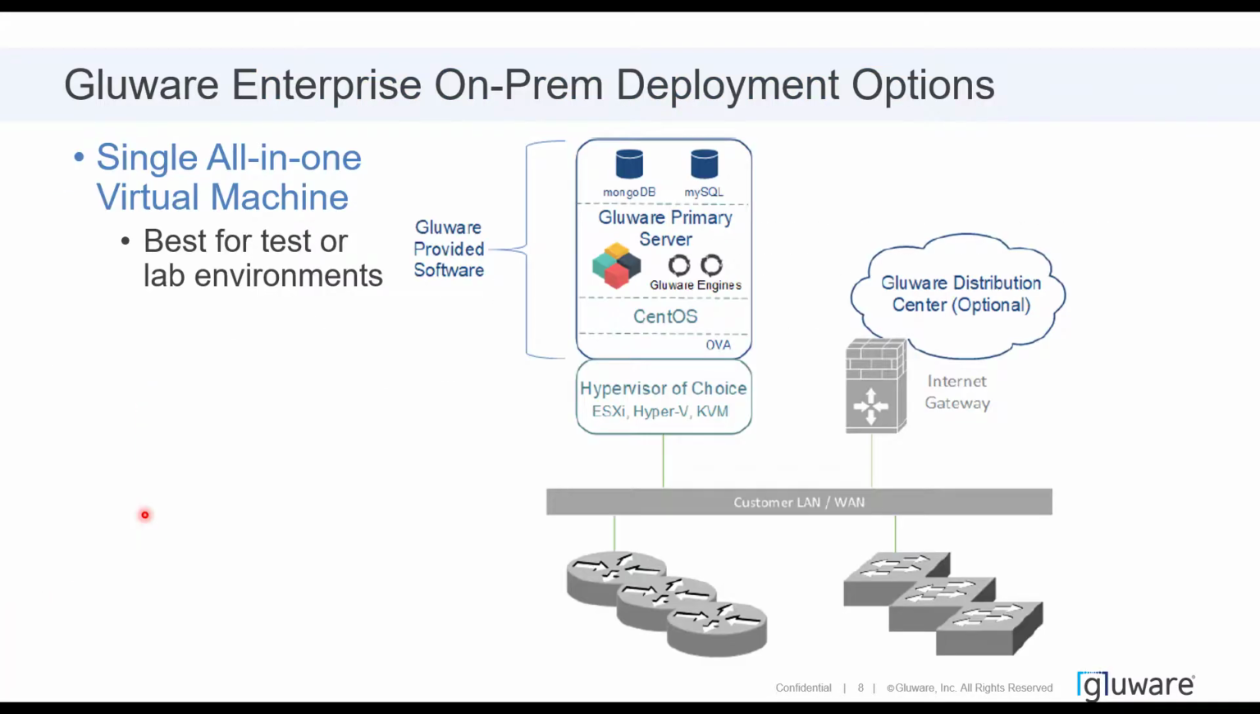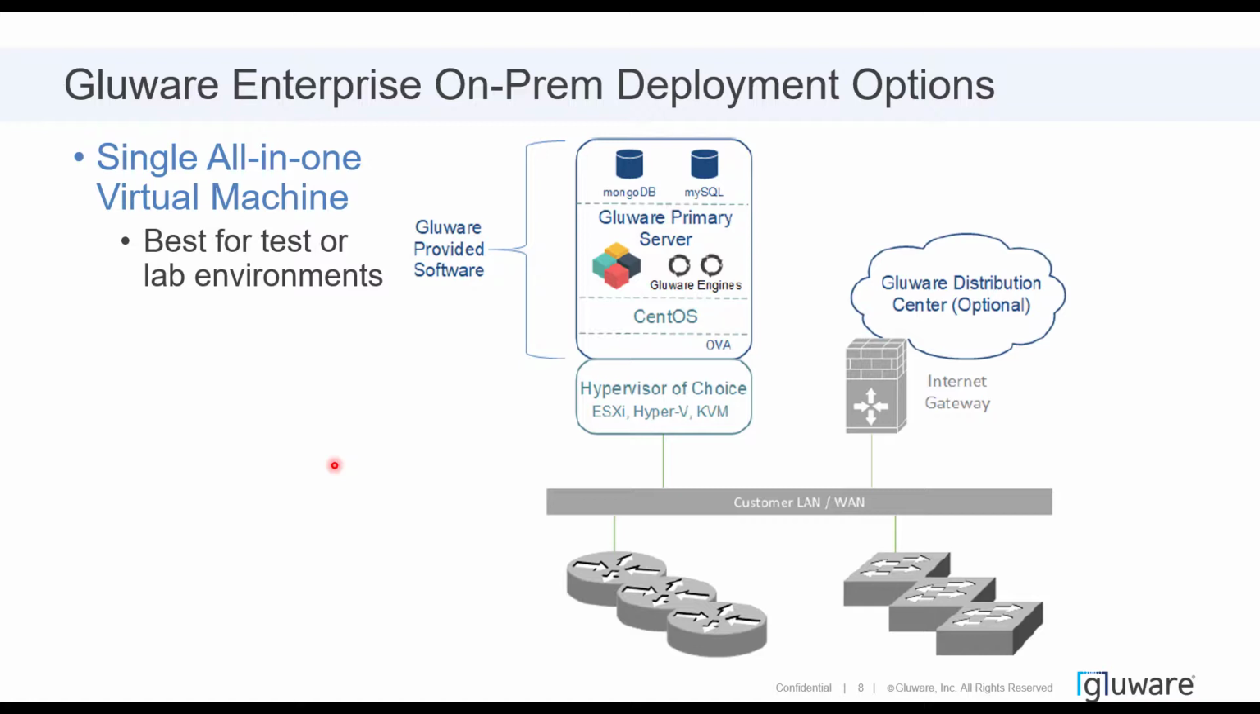So the last piece we're going to cover in this overview is deployment options when you're going on-prem. When you're going on-prem, or really selecting enterprise, where Gluware is delivering you just purely software and we're not hosting it for you, you're going to install it either in your data center or in your cloud. We deliver as OVAs, and one of the first options is what we call the all-in-one.